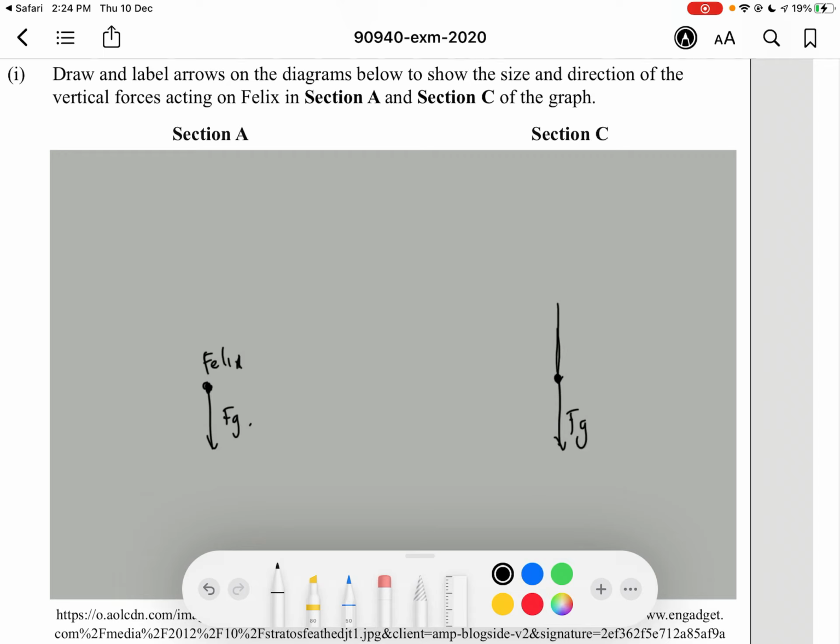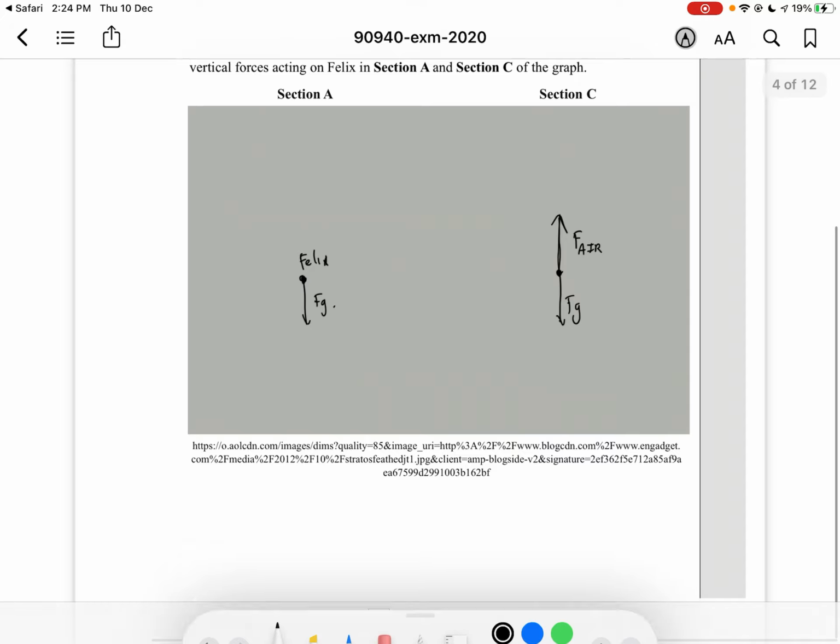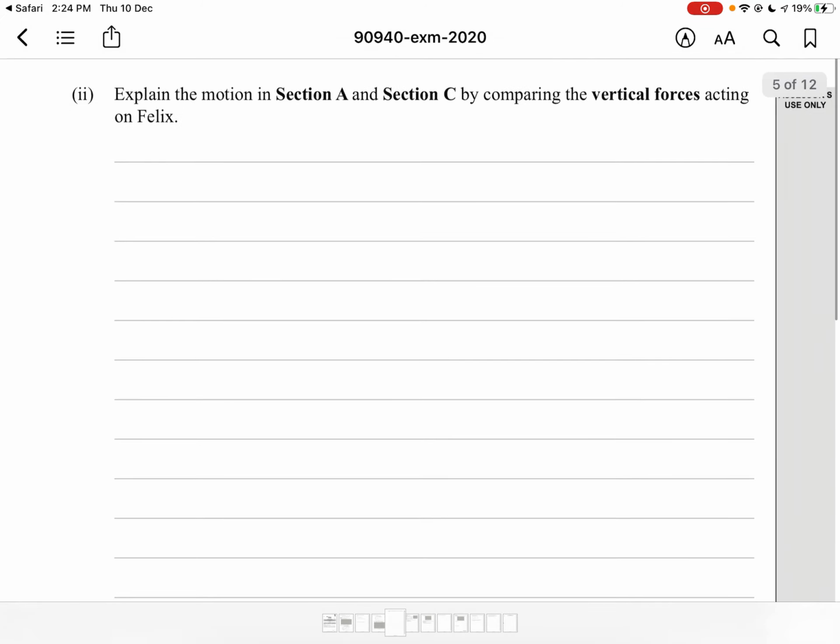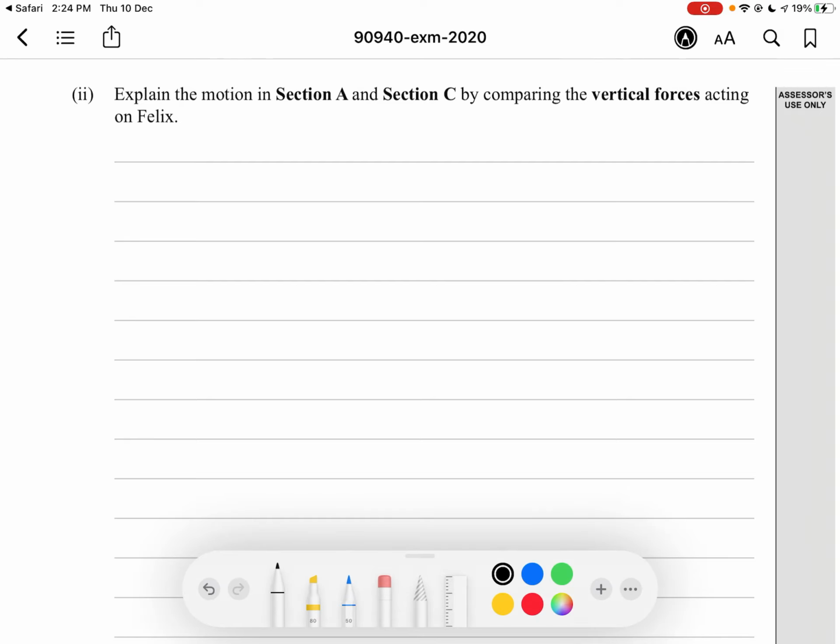That hasn't changed. But we also now have a force of air resistance. We can call this F of air. So the air resistance is upwards in an equal and opposite direction, so there's no overall net force. So that's our section A and section C. Now we need to explain the motion in section A and section C by comparing the vertical forces acting on Felix. So we just basically need to cover the points I just mentioned.